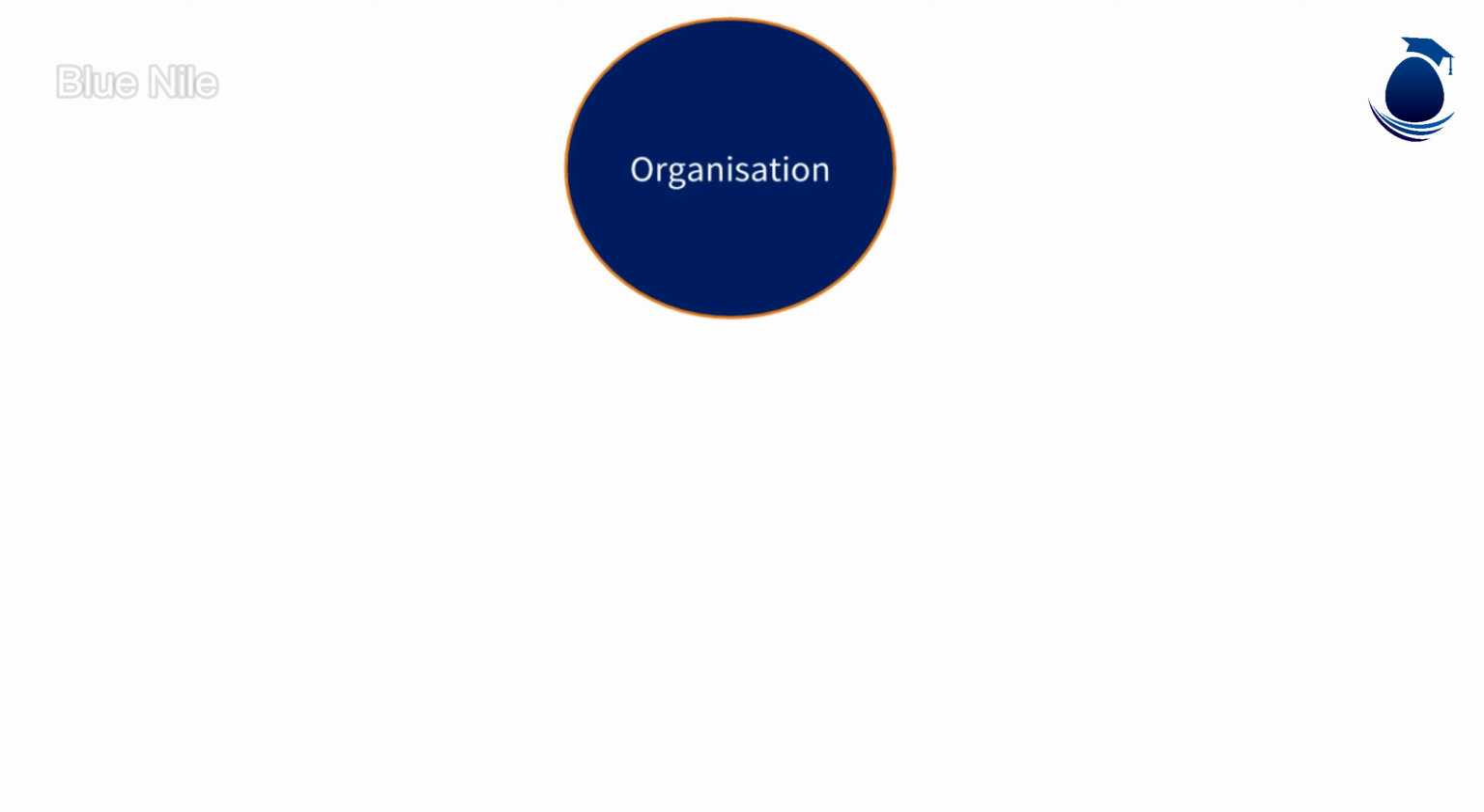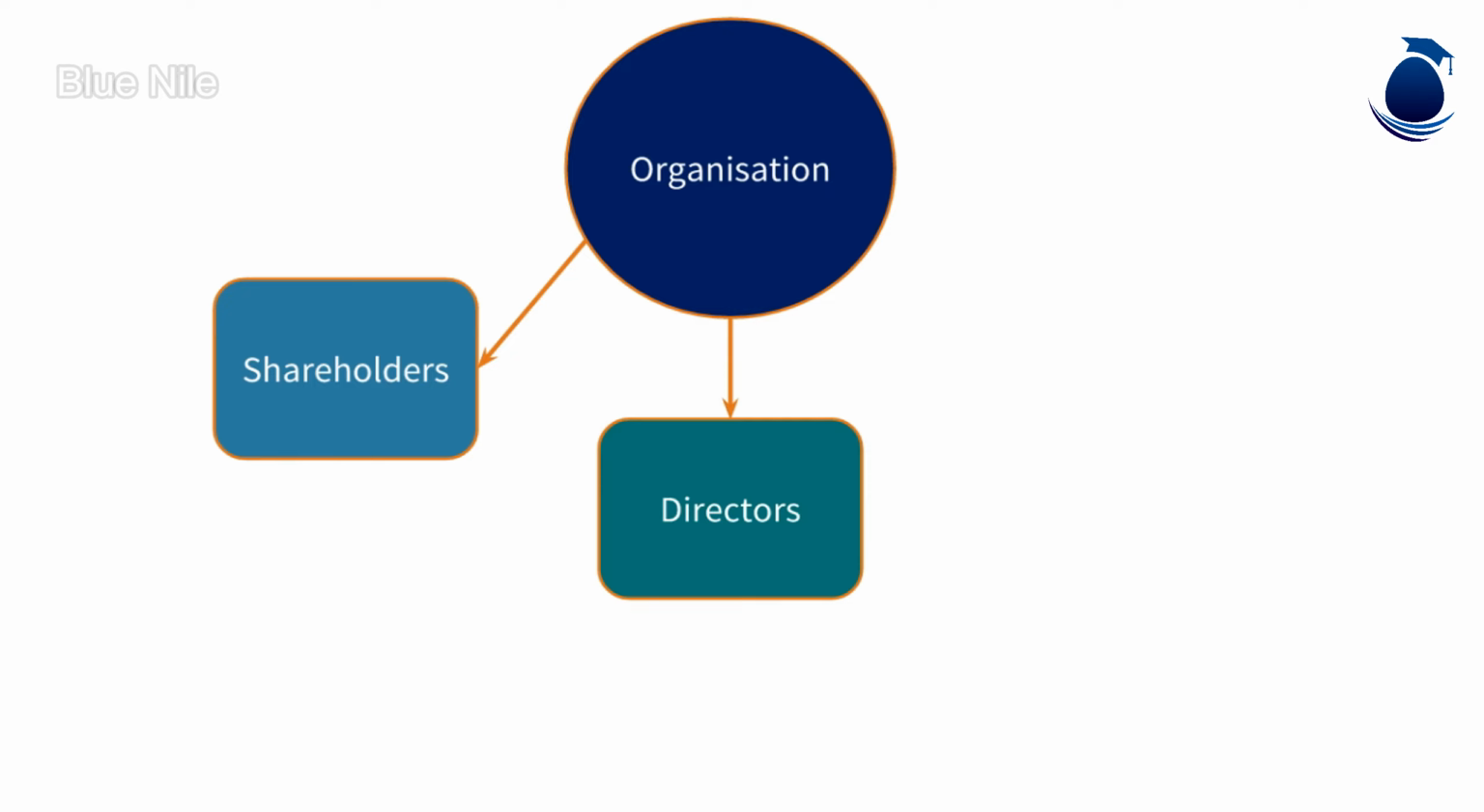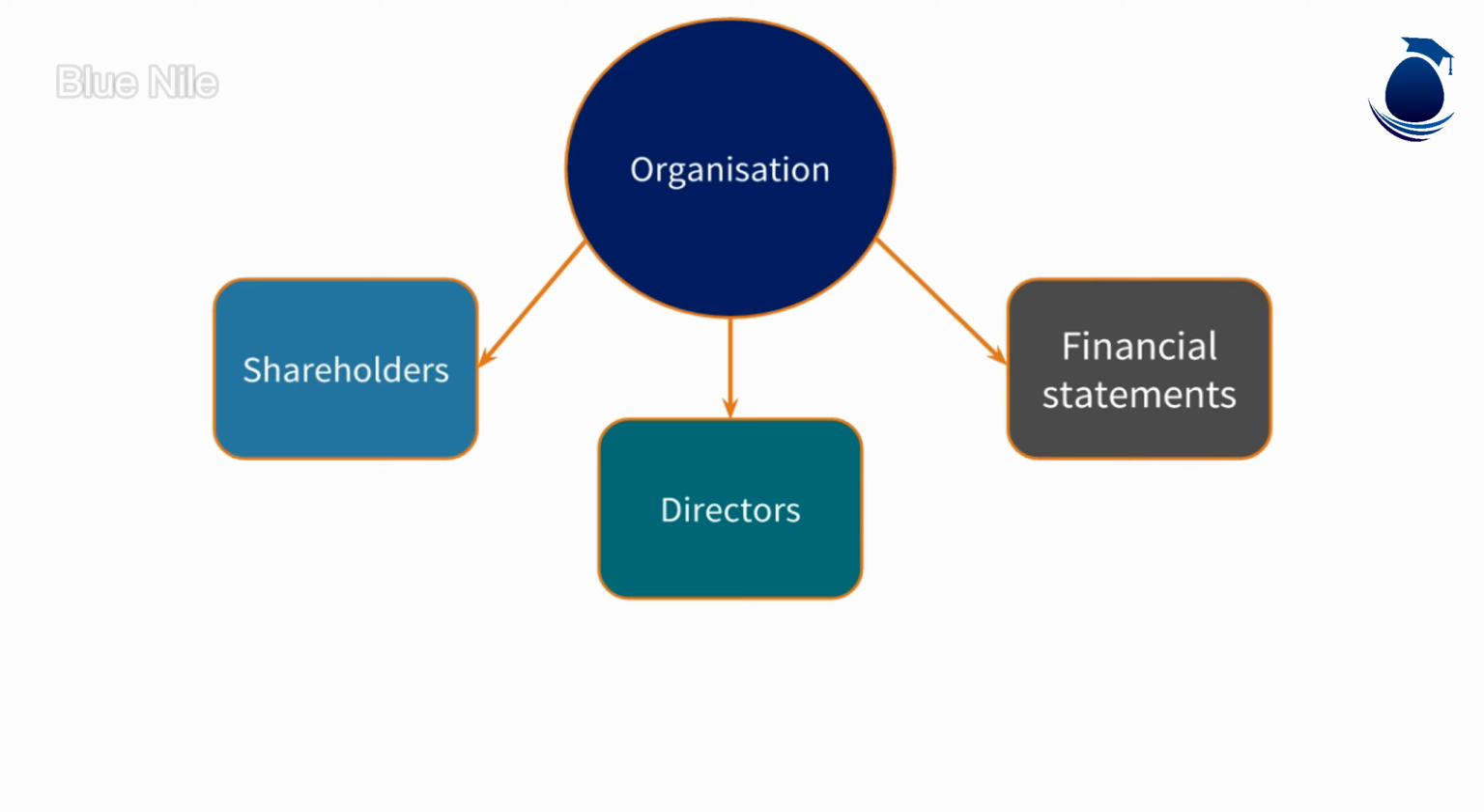An organization has shareholders who invest money into the company, the directors who are then responsible for looking after that investment and reporting on how the company is performing, and the financial statements, which are prepared by the directors so the shareholders can see how their investment is doing, as well as other users to review for their own decisions.